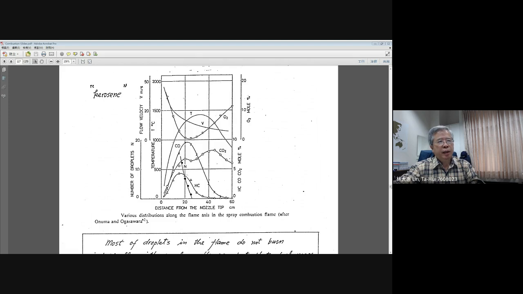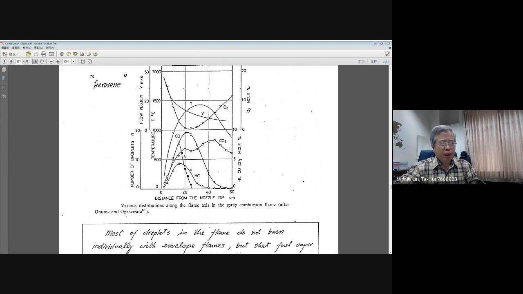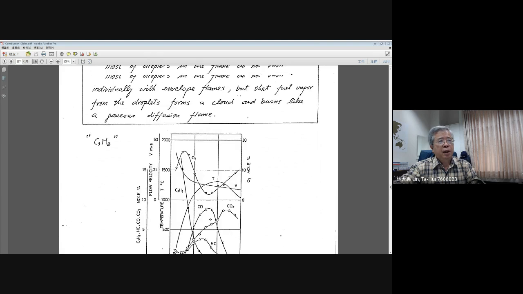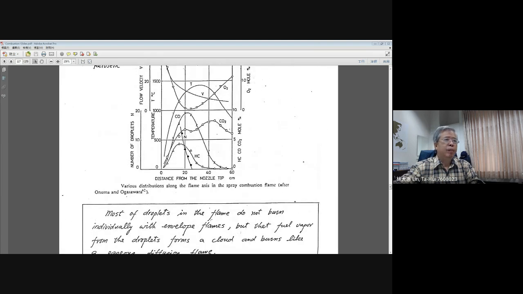This tells you the existence of your liquid droplets. And look at the propane here. They measure the concentration of propane. Very close to the injector port, they have a high concentration of propane, but the concentration reduces along the distance and disappears a little bit later, about 35 centimeters, extending a little further downstream compared with the kerosene.